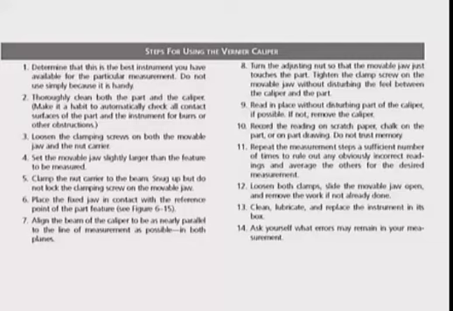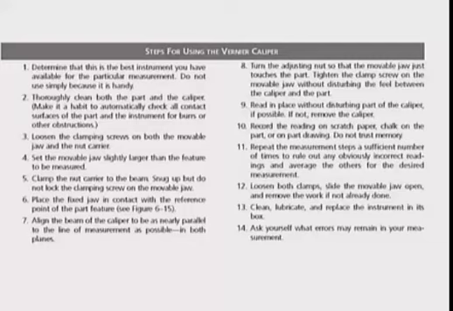Place the fixed jaw in contact with the reference point of the part feature. Align the beam of the caliper to be as nearly parallel to the line of measurement as possible in both planes. Turn the adjusting nut so that the movable jaw just touches the part. Tighten the clamp screw on the movable jaw without disturbing the feel between the caliper and the part. Read in place without disturbing the part or the caliper if possible. If not, you can remove the caliper and read it.